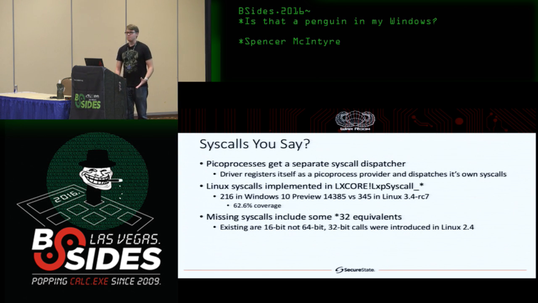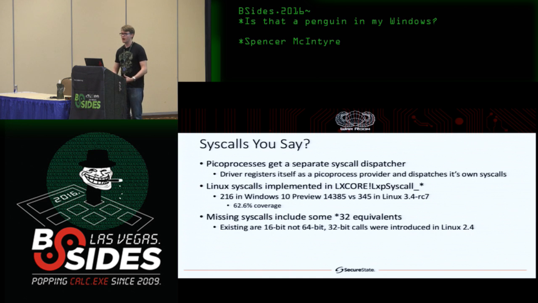All right, so like I mentioned, Pico processes get a separate system call dispatcher. Now this is very important because this is how those 64-bit Linux binaries are going to expect to communicate with the underlying system. The system call interface and the file system interfaces are the two largest interfaces that the Linux binaries are going to expect to be present in order to execute on a system, thinking that they're actually on Linux.